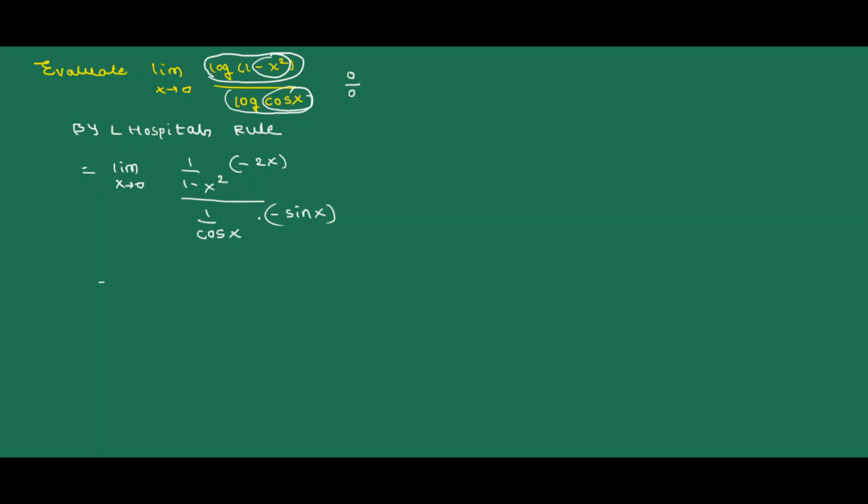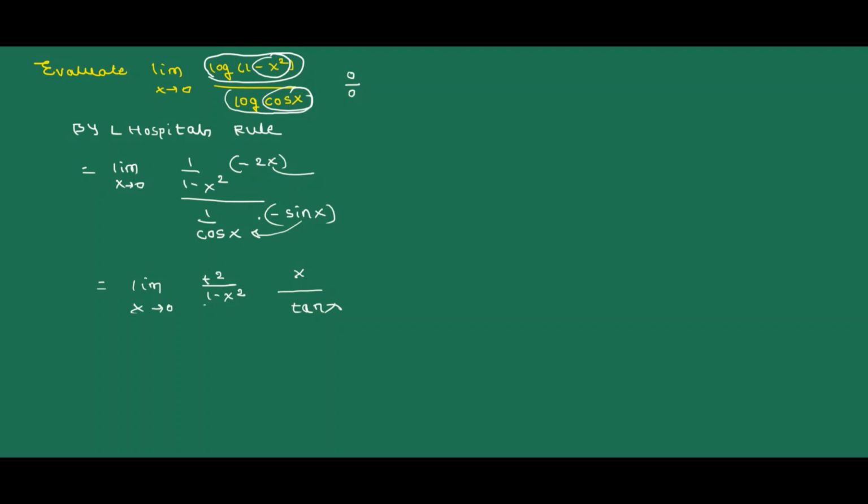Now this is equal to limit x tends to 0. I will write minus 2 divided by 1 minus x square, and the remaining term is x. I will write this x here, divided by minus, I will write as it is. What is sin x divided by cos x? Sin x by cos x is tan x. And this minus into this minus is equal to plus. So I will write here plus sign.